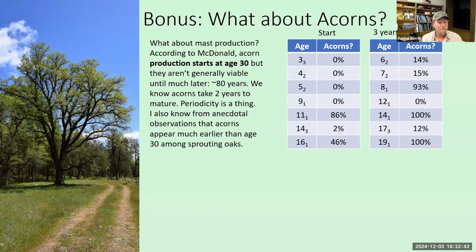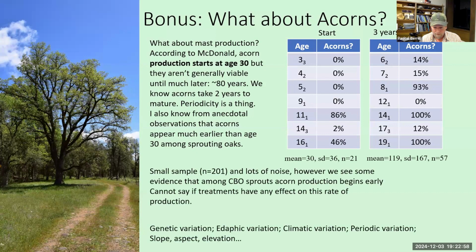So what do we make of this data? It's very preliminary, and you see the variability. There's no acorns 12 years after this one fire, so it's not guaranteed. But I think the takeaway from this is, there are lots of variables: genetic variation, adaptive variation, climatic. There's periodicity of the acorn crops. They don't come every year. There's a lot of noise in this.